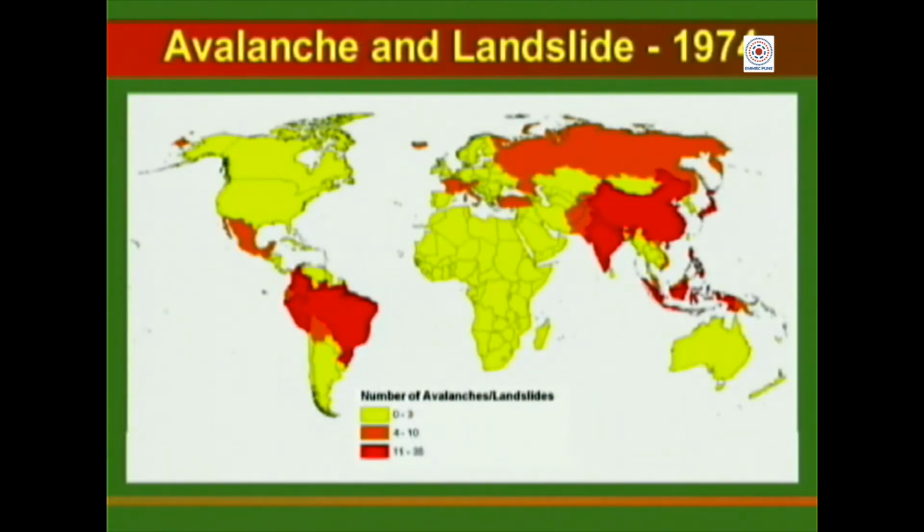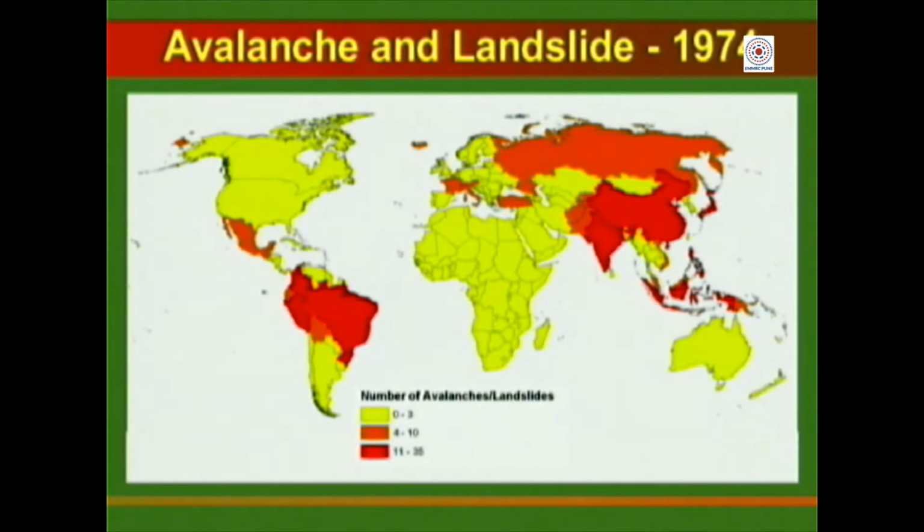Let us have a look at the global scenario of disasters. I am referring to the EM-DAT file, which is the CRED International Disaster Database. They have developed a profile of disasters at the global level and country level also. Let us look at a few clips of the number of occurrences of landslide disasters by country, where the yellow color shows 0 to 3 avalanches or landslides. So, in Africa and America we find that fewer landslides have been reported.